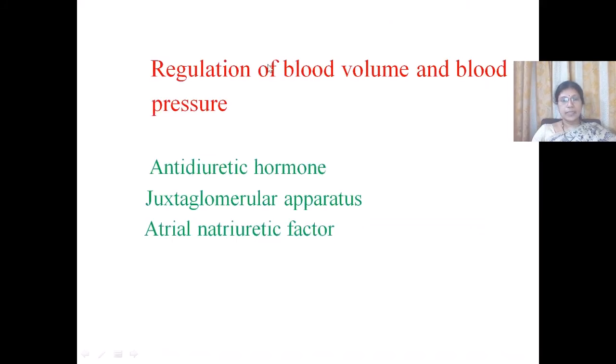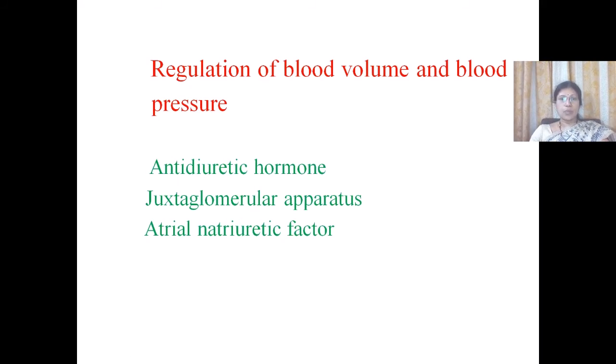Now let us see the regulation of the function of the kidney. That is the regulation of blood volume and blood pressure, which in turn regulates the blood volume and blood pressure. It is done by three factors: one is antidiuretic hormone, the juxtaglomerular apparatus, and atrial natriuretic factor.